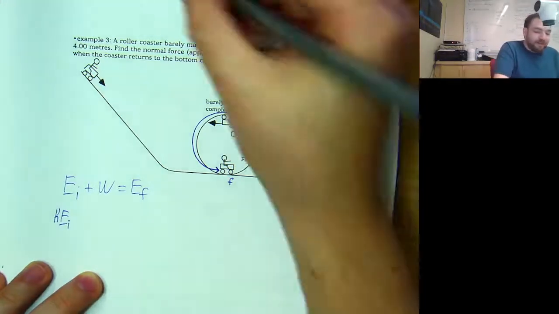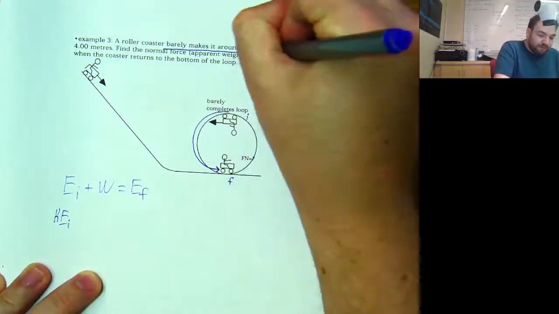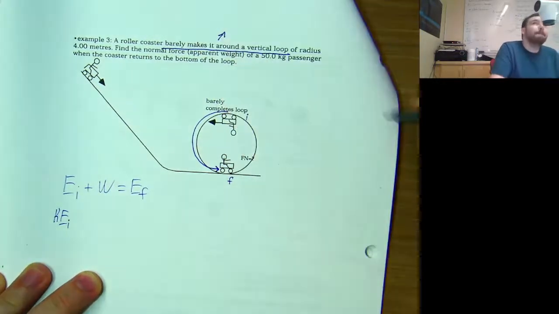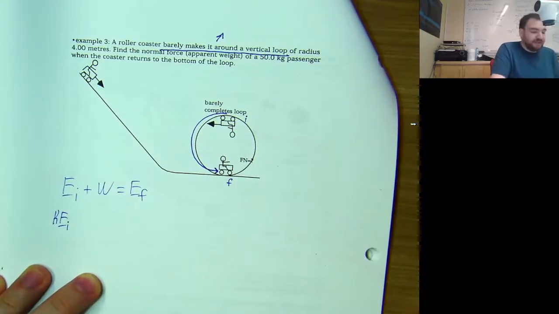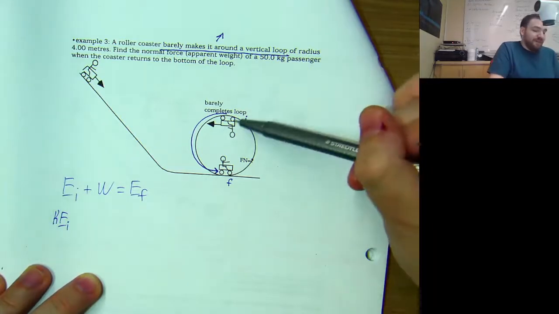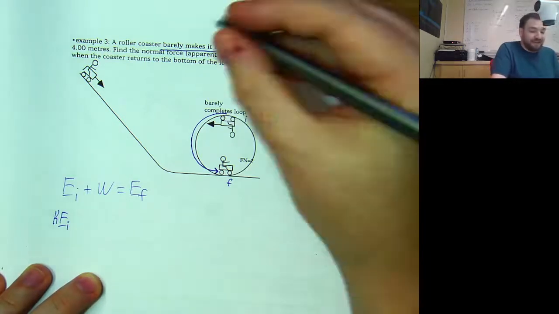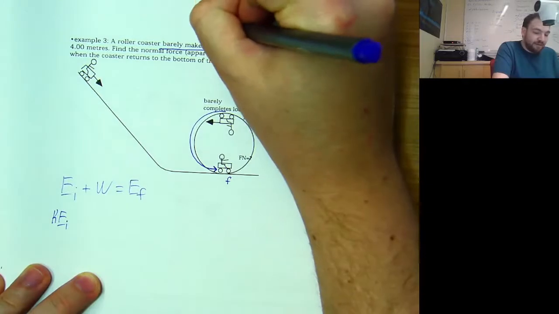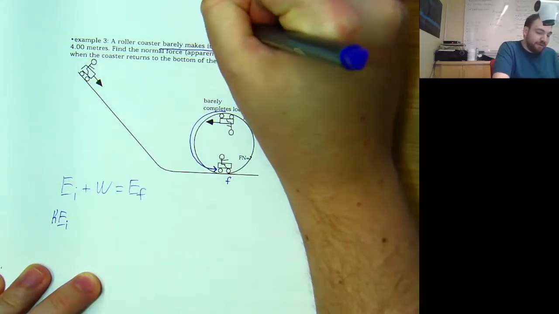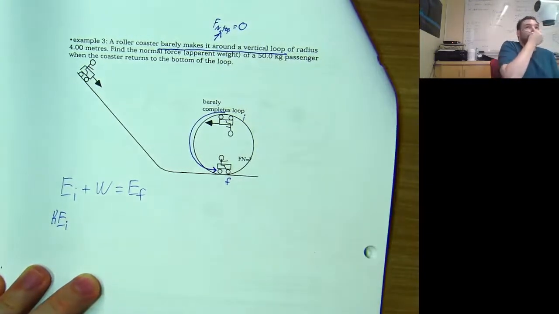What does barely makes it around the loop mean? No, that's not what that means. It's not what that means, guys. Barely makes it around the loop. It's not work. The minimum velocity means the normal force is approaching what? Zero. So it's Fn at the top equals 0. That's what the barely makes it around the vertical loop is connected to.